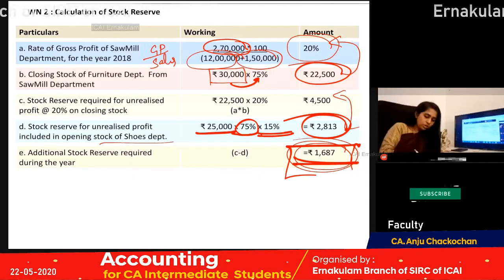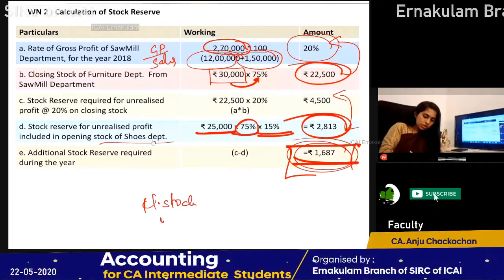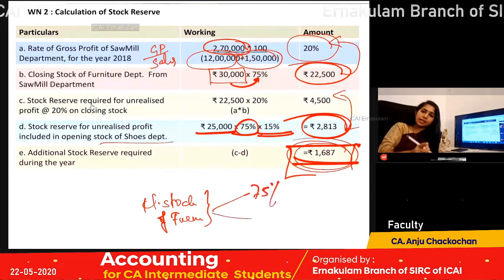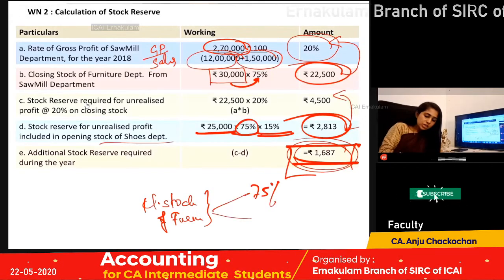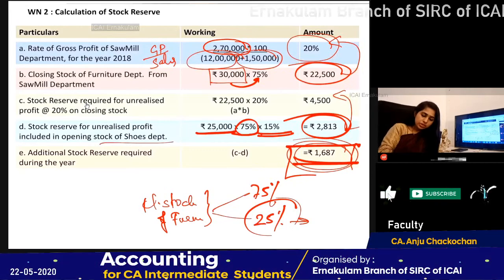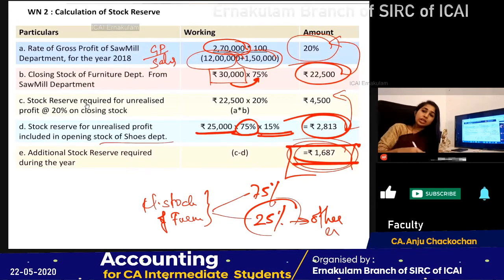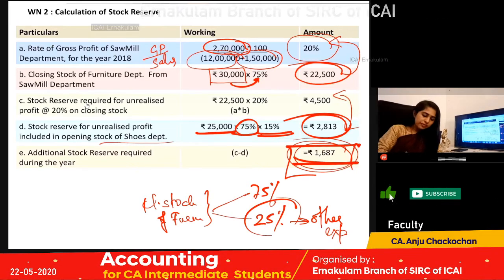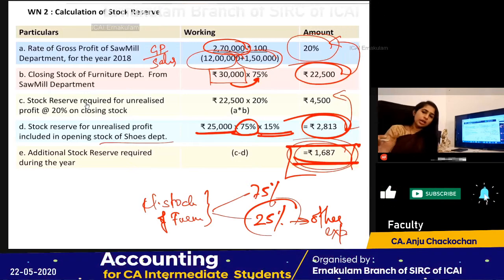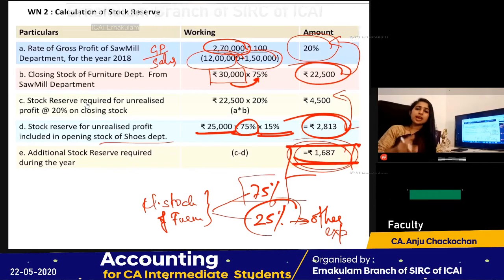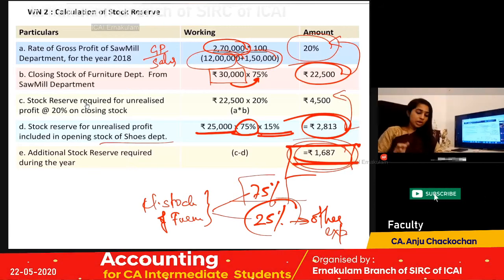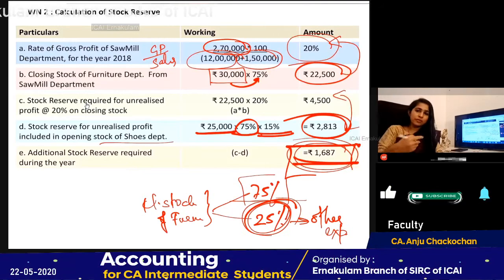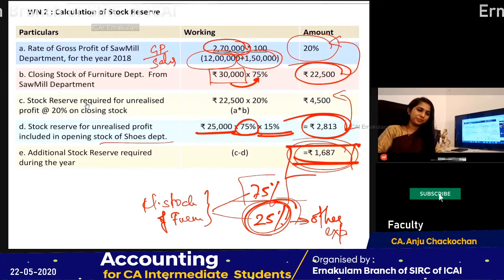Of the total closing stock of furniture department, 75% is from the other department, and only the balance 25% they have said is other expenses, right? This will definitely include their own purchases or their own additional expenses. At any cost, 75% we cannot deal with, because clearly it is stated that that is from the other department's transfer. So only on this 25 percent you can actually say that it will be from their own department. Okay, good, Shruti.